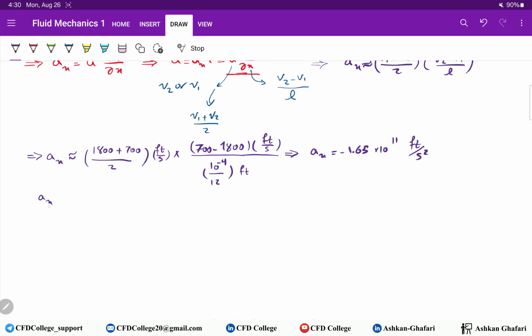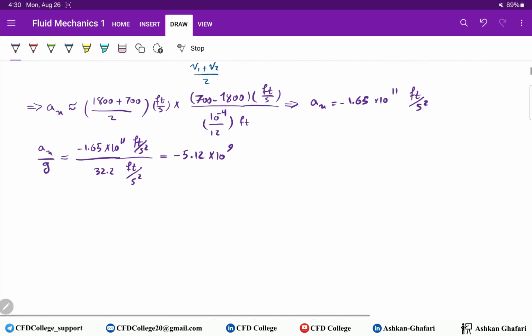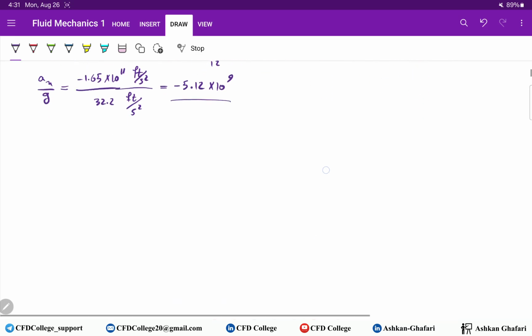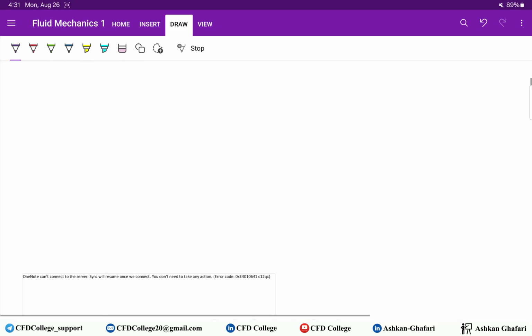And now we have to divide it by g. So minus 1.65 times 10 to the power of 11 feet per second square divided by 32.2 feet per second square. It's equal to minus 5.12 times 10 to the power 9. So that's it. It's easy. As you can see, it's not difficult. This chapter is really a good chapter for the students.